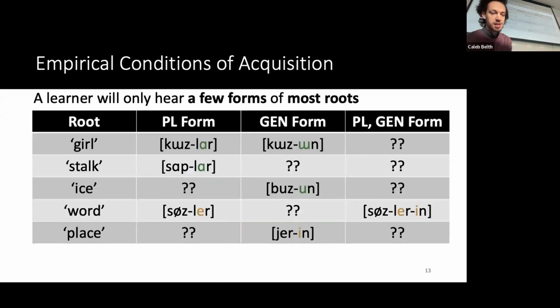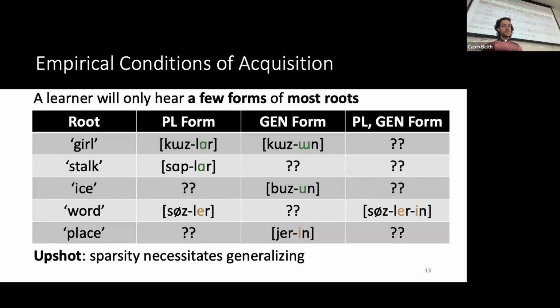So I've got this little toy paradigm table from Turkish, which is a highly agglutinative language. I've got 5 noun roots and then 3 possible forms. There's many more possible forms of nouns, but I'm just giving you 3 as a little sample. And because most words occur infrequently and only a few frequently, for most of these possible word forms for any given root, they're going to have no or limited attestation in the learner's input. The upshot being that because of the sparsity of the input, the learner really needs to generalize.